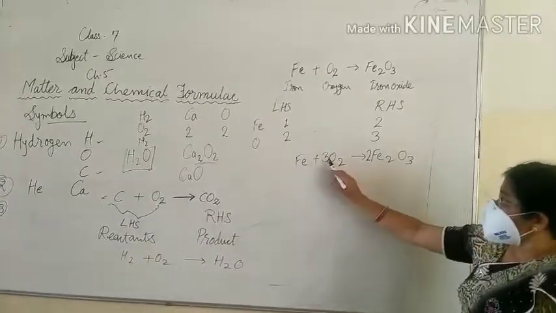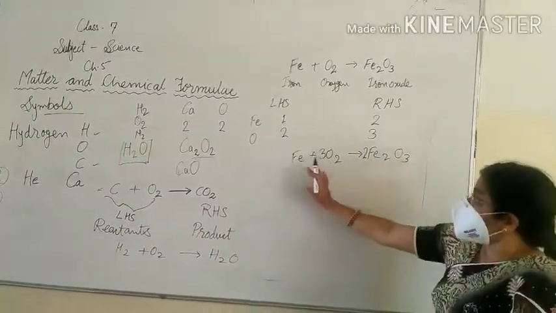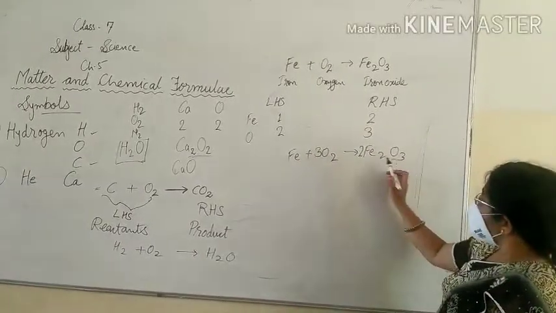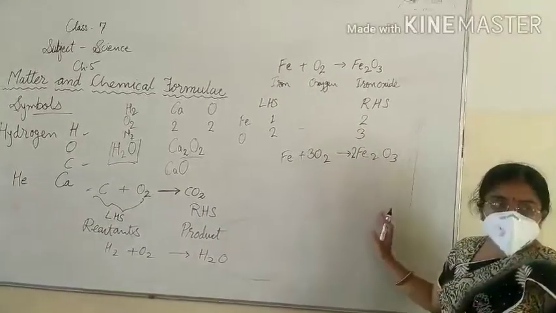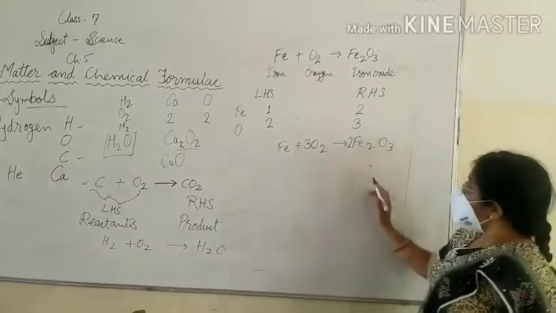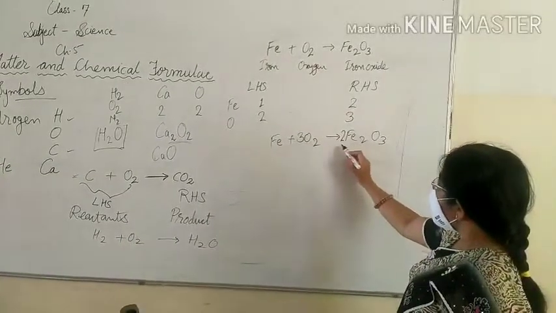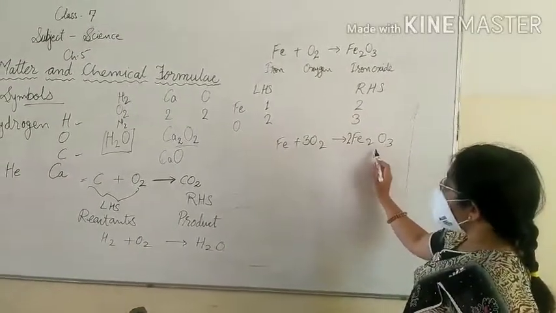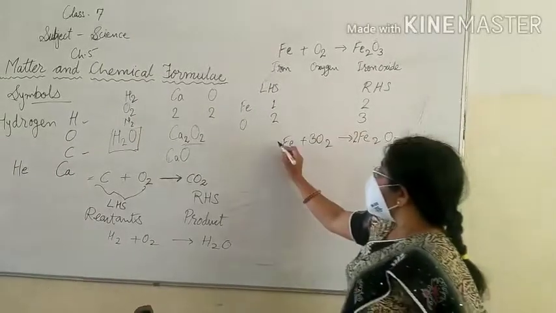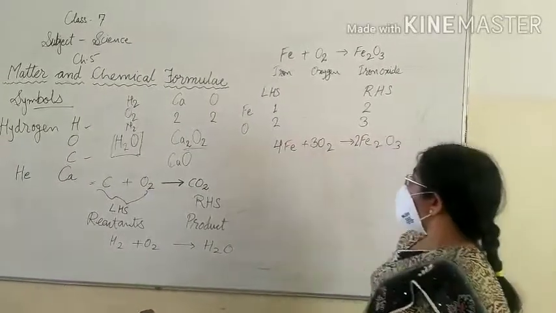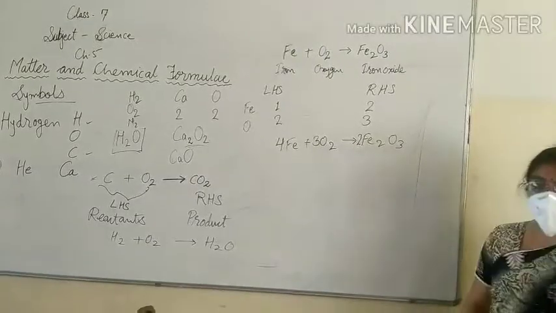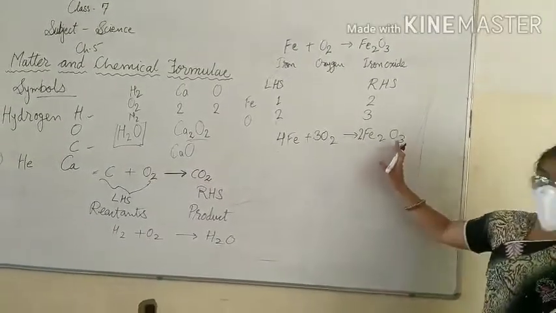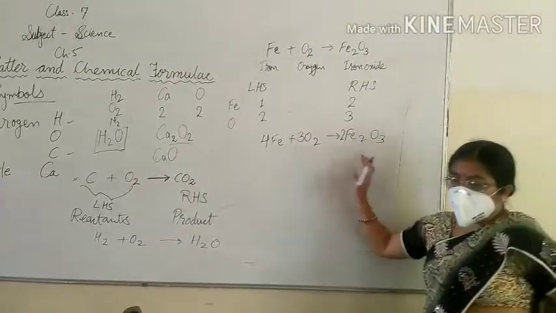Now oxygen atoms: 3 times 2 is 6 oxygen atoms on the left hand side, and 3 times 2 is 6 oxygen atoms on the right hand side. Now to balance the iron atoms, there are 4 iron atoms on the right hand side, so here we will put a coefficient 4 to balance this chemical equation. Now this is known as a balanced chemical equation.